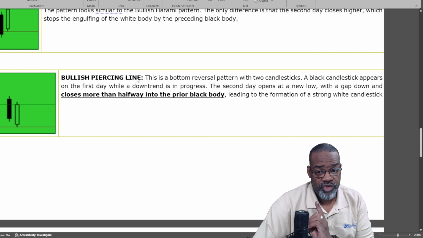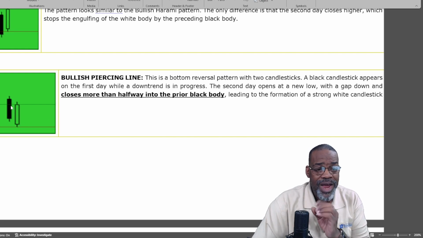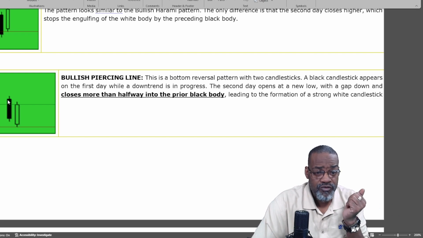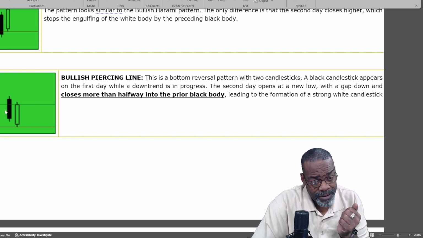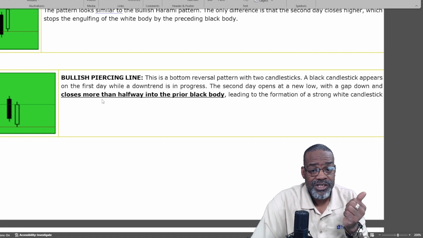Now, this is an interesting one. This closes more than halfway into the prior body. So you see the red, in our case, this would be a red candle, a closed candle, downtrending. This is a bullish reversal, but it's got to go at least halfway through that candle of the prior day in order to be looked at as a bullish piercing.